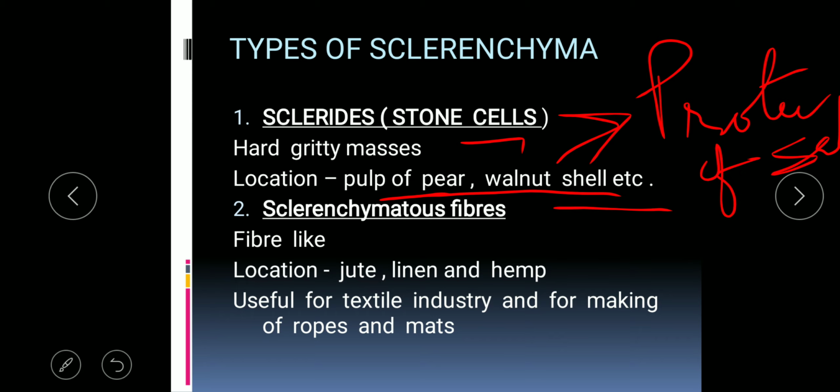Okay, then another type of sclerenchyma is the sclerenchymatous fibers. Their structure is fiber like. The cells are elongated. It is present in the stems of jute, linen and hemp, and it is useful for the textile industry. Fibers obtained from these plants are useful for the textile industry, and they are also used for making ropes and mats.